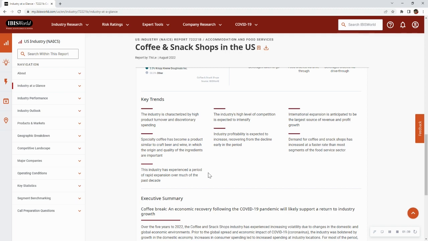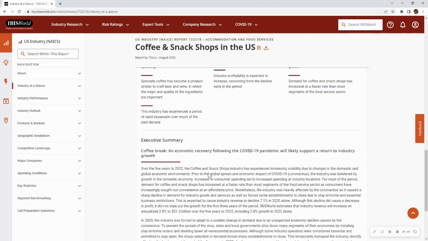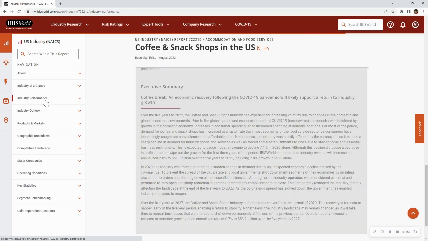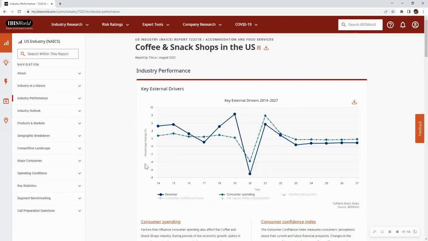Key trends are always a great one to get a good high-level overview. And then, of course, our executive summary. It's going to talk about where the industry has been, where it is now, and where is it projected to go. Once you get a good idea of what's going on in the industry, I suggest you head over to the industry performance page to start to dig into some more of these numbers.